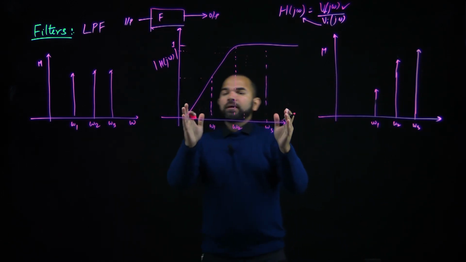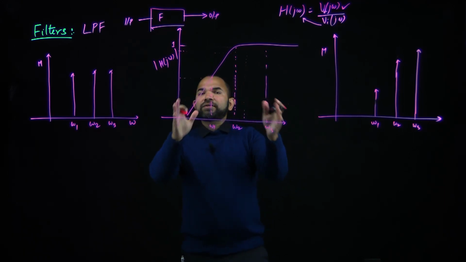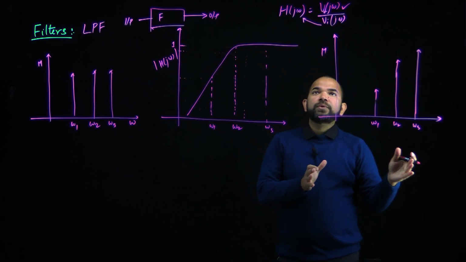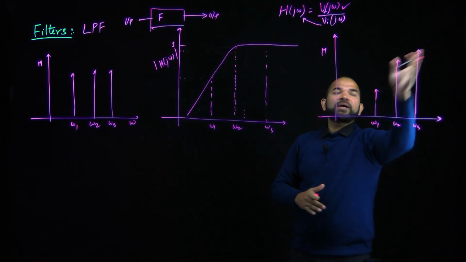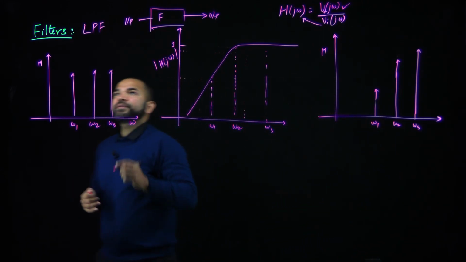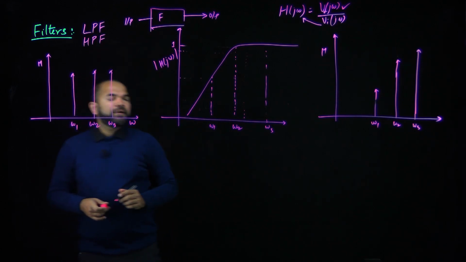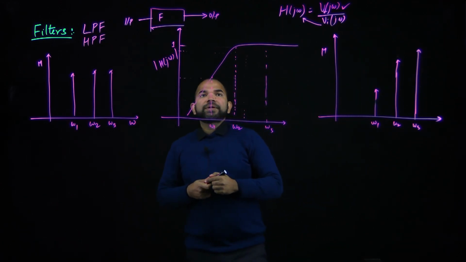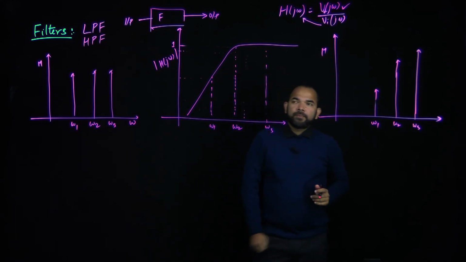So by changing the transfer function of the filter, if we have the same input, what is the filter's job here? It's rejecting lower frequencies and passing higher frequencies. So if it is passing higher frequencies, this is called a high pass filter. So what other combinations could there be? There are many combinations. It could be a band pass filter.